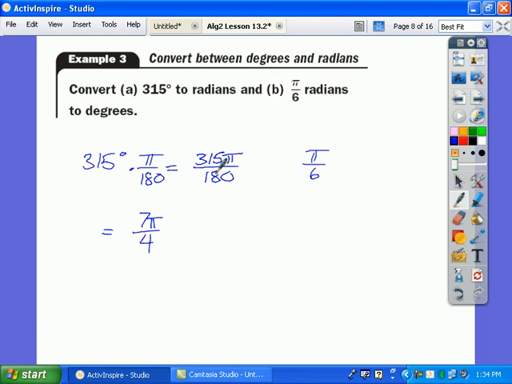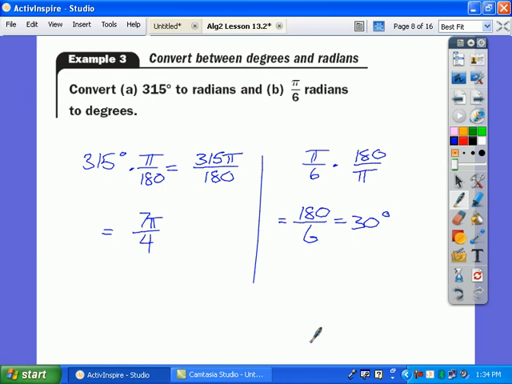Okay? Here, if we want to talk about pi over 6, and that's in radians and I want to convert it to degrees, I simply multiply by 180 over pi. The pi should cancel out, and this should be equal to 180 over 6, which is 30. And so what that tells us is pi over 6 radians is 30 degrees. Okay, pi over 6 radians is 30 degrees.